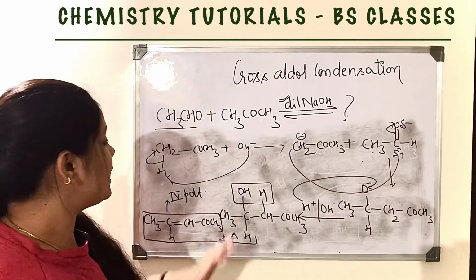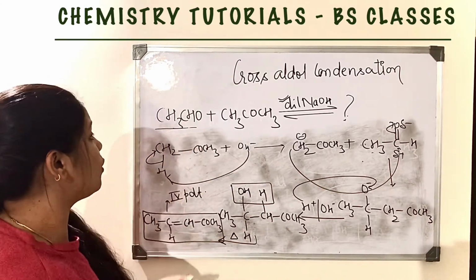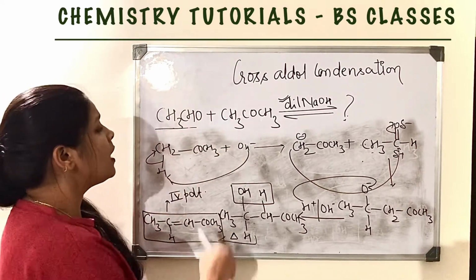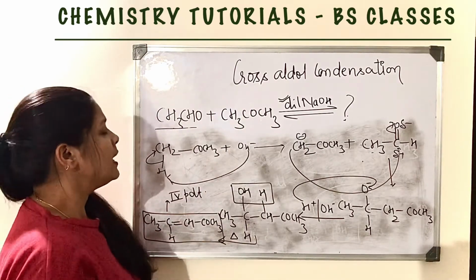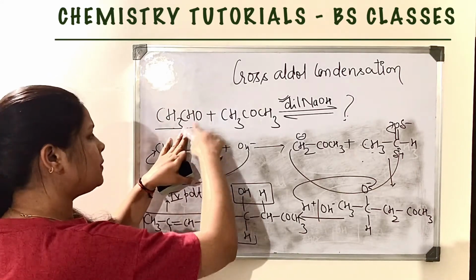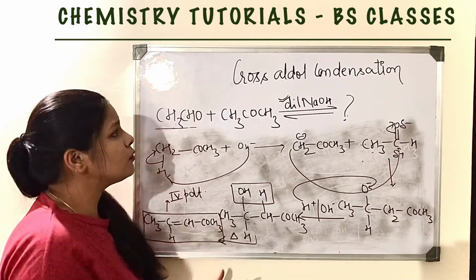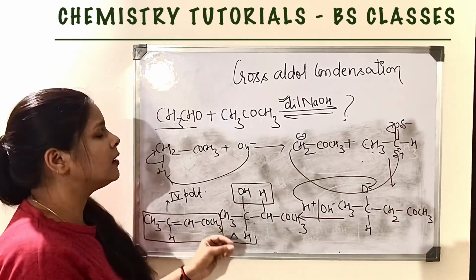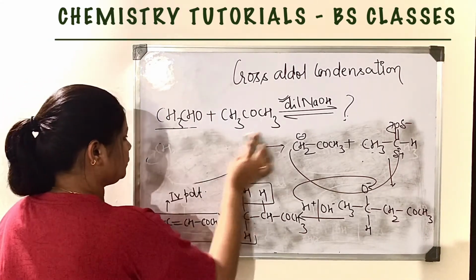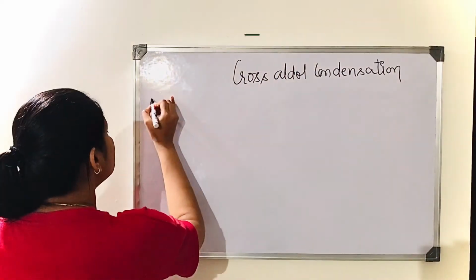In this case, there are four products, total four products, a mixture of products. This is why, because both the molecules, that is aldehyde and ketone, are having alpha hydrogen. There are many cases where one molecule is having alpha hydrogen but the other is not having alpha hydrogen. That means there also cross aldol condensation takes place, but four products will not form. Now I'll give you some examples.